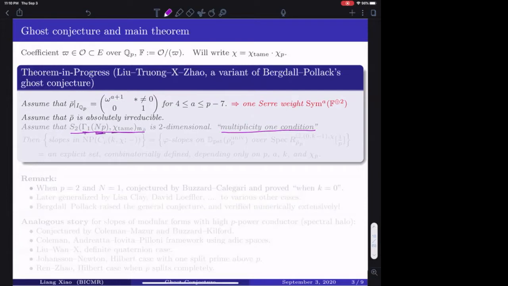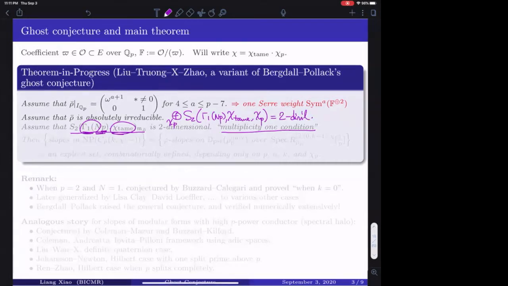This is a bad notation, in the sense that I want a tame level, but at p, I want a Gamma_1(p) level. So I don't know how to write this. Maybe it's better to write a direct sum of all the chi_p's of Gamma_2, excuse me. What I mean is, maybe this is a better way: chi times all chi_p. This is two-dimensional. So that's what I mean.